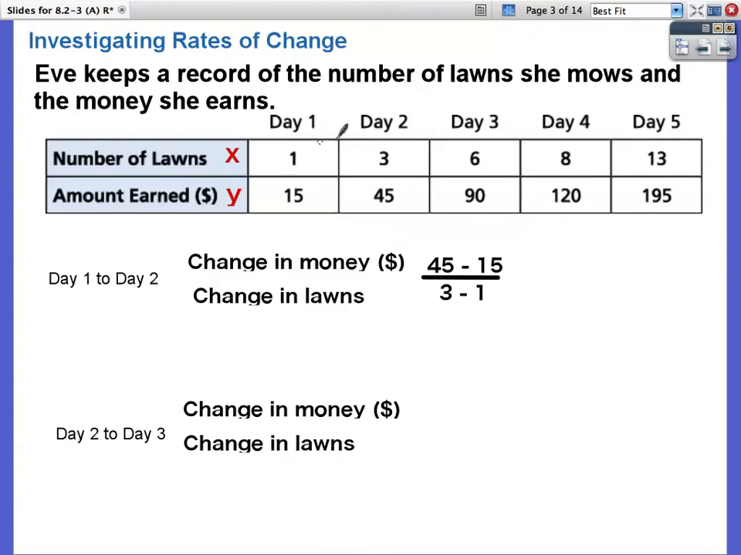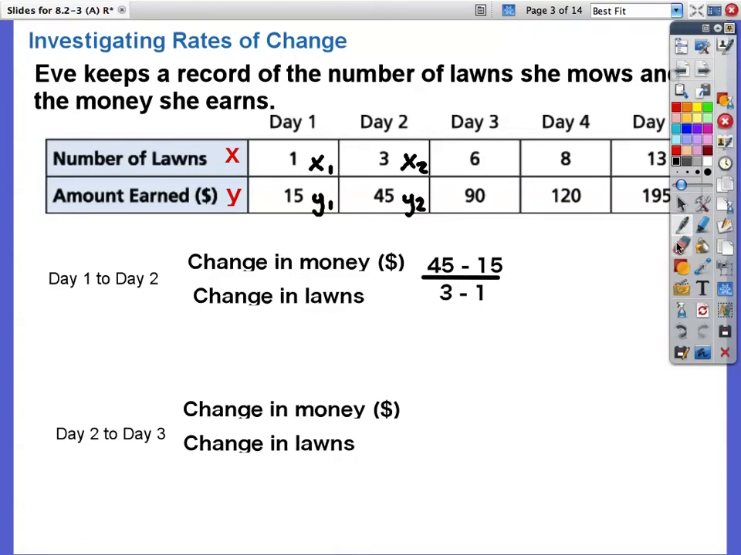From day 1 to day 2, if you look at day 2, this x, you could call this x2, and this would be our first x value. In this case, this might be our first y value, and this would be our second y value. So if we plug those into that formula that I showed you earlier, y2 minus y1 over x2 minus x1, we get 45, y2, minus 15, y1, over x2, or 3, minus x1, or 1.